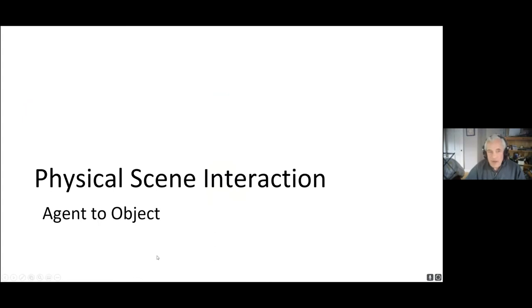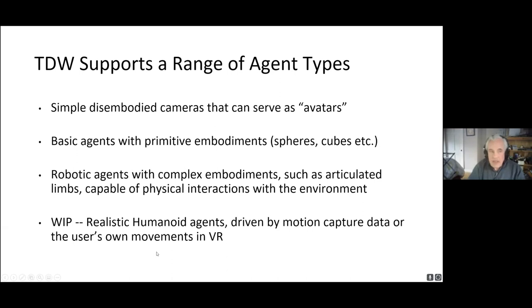So let's now dive into what we mean by agent in TDW. TDW supports a wide range of agent types. At the most basic level, agents can be as simple as a disembodied camera capable of returning image data from the build to the controller. We could have more than one camera in the scene, so we could have first-person, third-person cameras, etc. Basic agents are ones whose embodiments are geometric primitives such as cubes, spheres, or capsules, and we can move them around the environment by applying forces. These agents are often used for algorithmic prototyping.